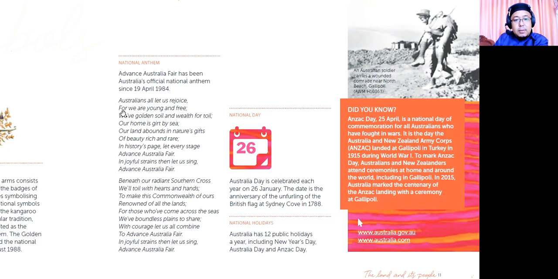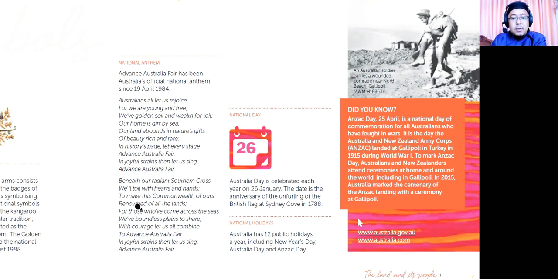Australians all let us rejoice, for we are young and free. With golden soil and wealth for toil, our home is girt by sea. Our land abounds in nature's gift of beauty rich and rare. In history's page, let every stage advance Australia Fair. In joyful strains, let us sing Advance Australia Fair.